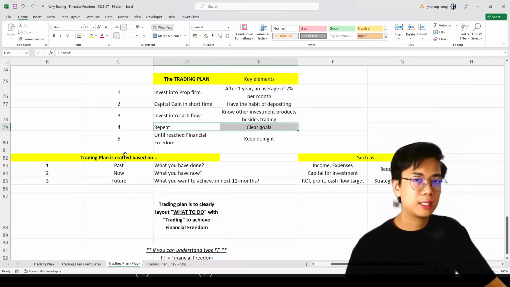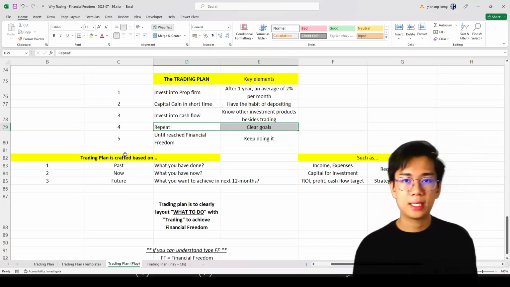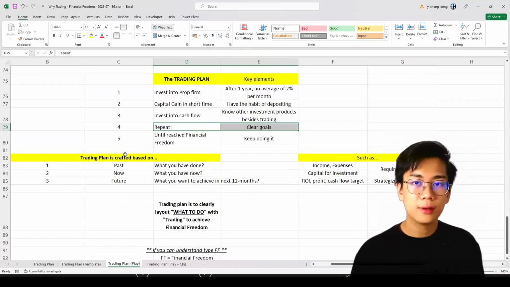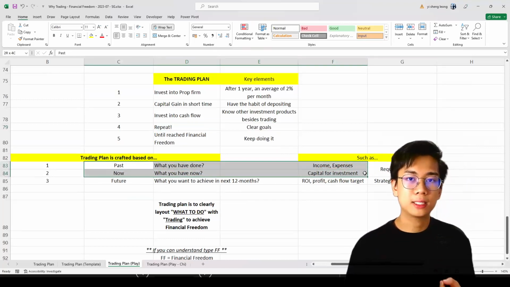Now, in order to do all these things, definitely all the numbers need to be put into place, including what you're doing right now, what your expenses were in the past, and what your capital gain is.